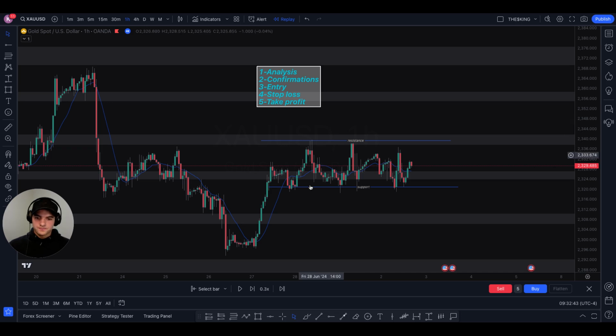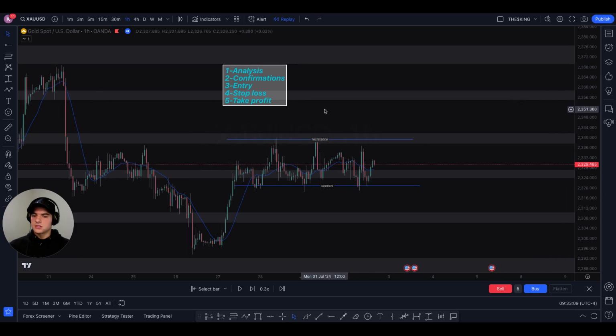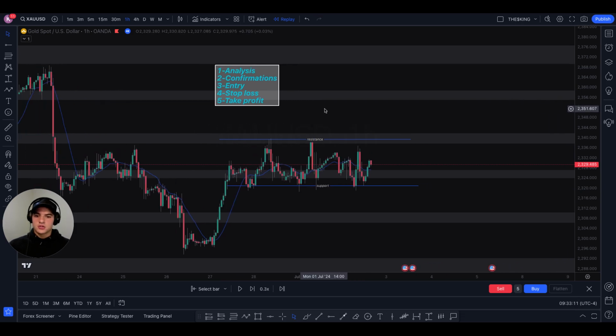All right, so we were going sideways for a little bit, and once you're going sideways, you basically have to wait, right? Wait for the break either to the upside or to the downside. It sounds simple, but you actually need a little bit more than that. So first you start with the analysis. This is all you need to take a trade, and you start with the analysis.